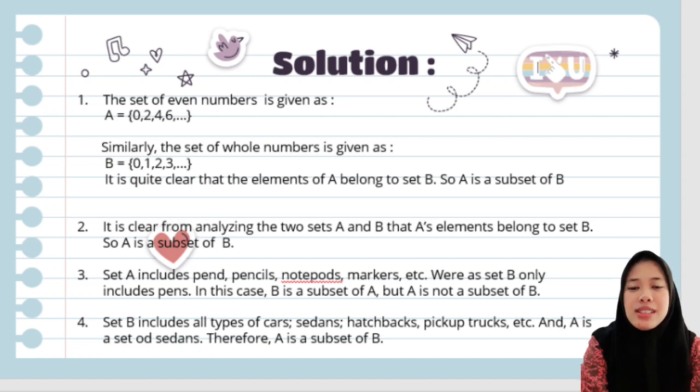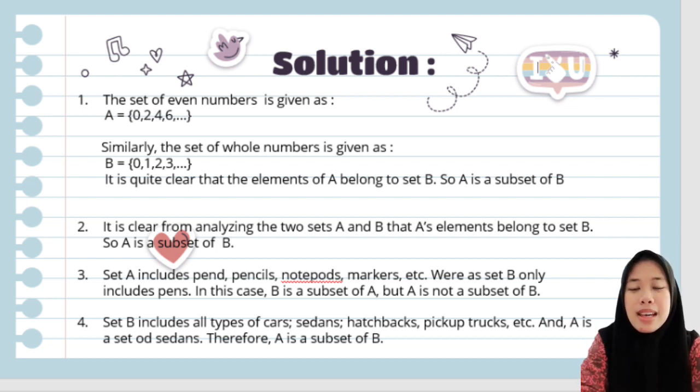So, as a solution, number 1, the set of even numbers is given as set A is equal to {0, 2, 4, 6, and so on}. Similarly, the set of whole numbers is given as set B is equal to {0, 1, 2, 3, and so on}. It is quite clear that the elements of A belong to set B, so A is a subset of B. Number 2. It is clear from analyzing the two sets A and B that A's elements belong to set B, so A is a subset of B.